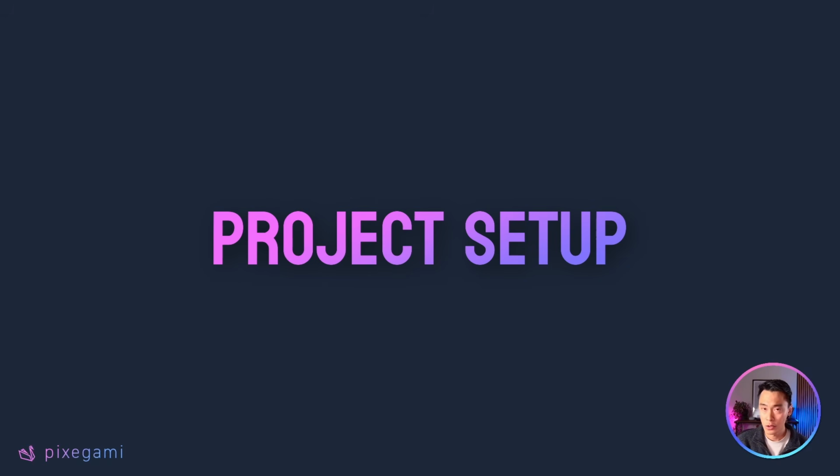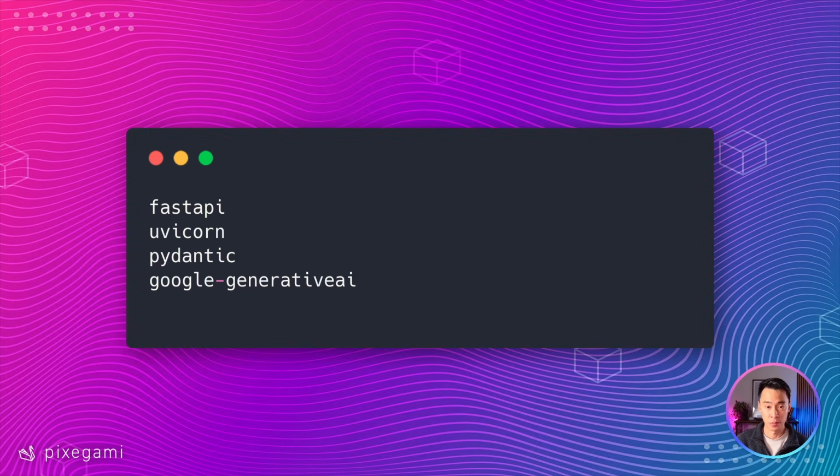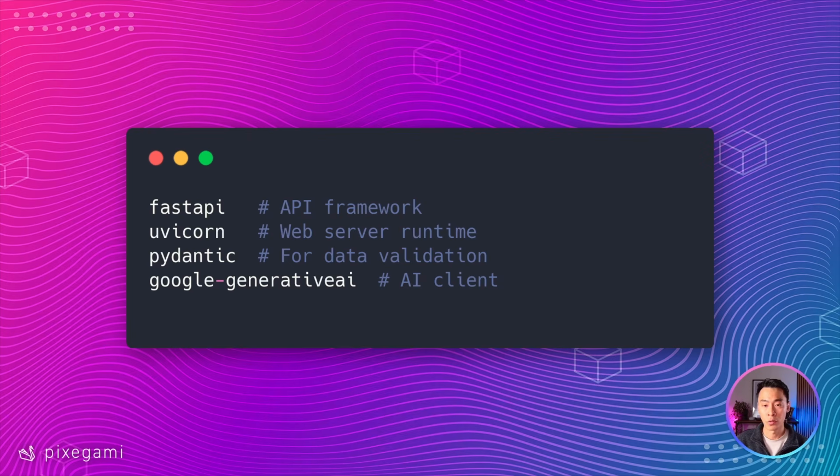You can either just clone my repository in the description or create a new project from scratch. If you are creating this project from scratch, then copy these dependencies into a requirements.txt file and then install them. I recommend using a Python virtual environment for this. Either way, let me quickly walk you through the key dependencies of this project.